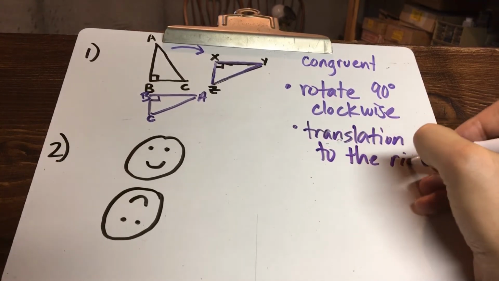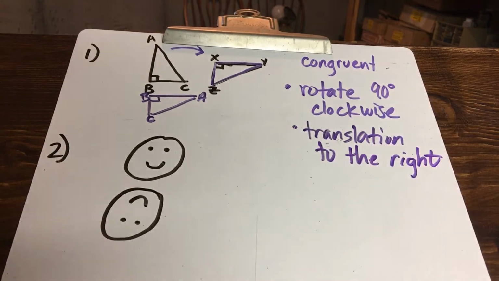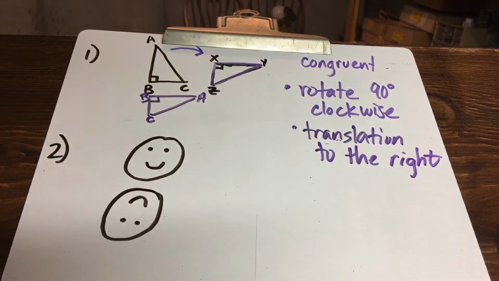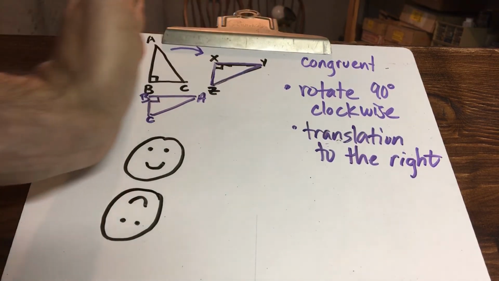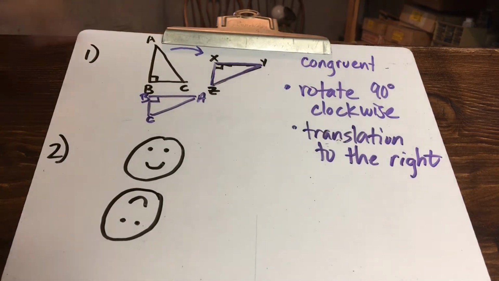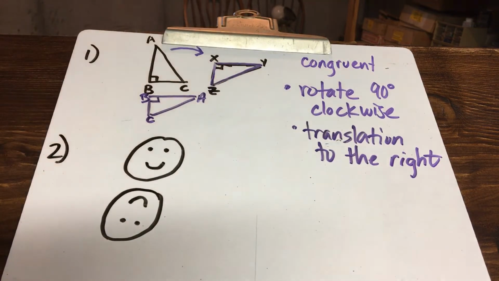Okay? So these two were congruent, and to get them to match up and kind of be stacked on top of themselves, we'd have to take this one, tip it over with a rotation, and then push it over, slide it to the right, and then it could lay right on top of the other one. Okay, my next one.